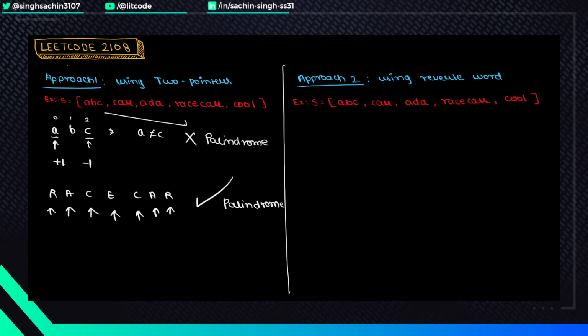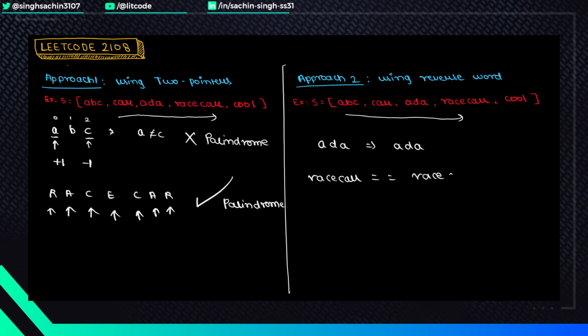We will simply iterate the given array and check for the first string which is a palindrome. In the other approach, I'll simply iterate the whole array and try to figure out the first string which, if I reverse it, gives the same result. For example, if you reverse ADA, it will end up being ADA only. This is what we are looking for. Racecar will be racecar only. But if you try to reverse ABC, it won't be equal, because it will be CBA. So this is the second approach which you can use.